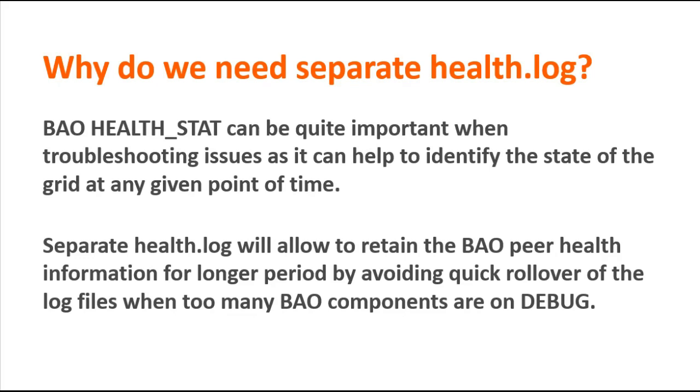As the health stat provides a glimpse of the overall state of the grid and how the grid is performing at any given point of time, this information is very helpful when troubleshooting grid performance issues. Having separate health logging allows us to retain this health information for a longer duration by avoiding it being rolled over along with the grid logs. Let's do a quick demo to see how we can create separate health logging for BAO peers.